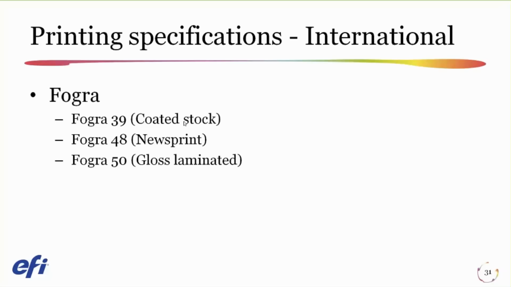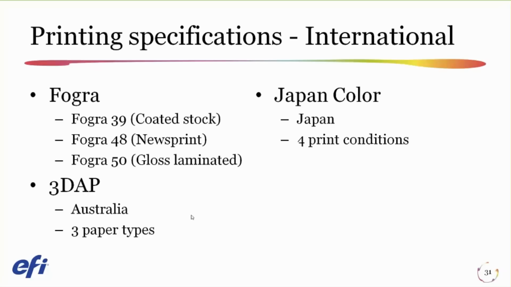FOGRA 39, for example, is a coated stock. FOGRA 48, newsprint. FOGRA 50, gloss laminated. Okay? Then we have 3DAP. 3DAP has changed to conform to some ISO standards. The committee, as far as I know, has been pretty much disbanded in Australia, but it covered 3 paper types and still is used in some situations. In the Fiery XF and Fiery XF Pro Server RIPs, we do include the color bar for 3DAP, a little more on color bars in a little bit.